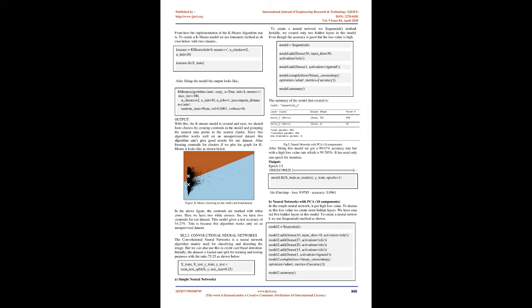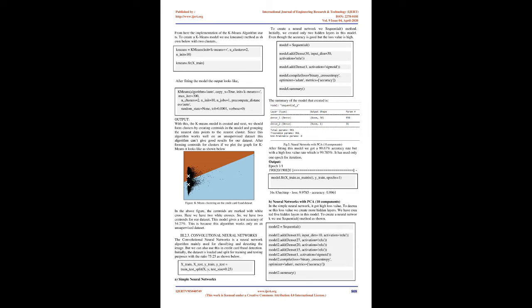With this, the k-means model is created, and next, we should form clusters by creating centroids in the model and grouping the nearest data points to the nearest cluster. Since this algorithm works well on an unsupervised dataset, this algorithm can't give good results for our dataset. After forming centroids for clusters, if we plot the graph for k-means, it looks like as shown below.